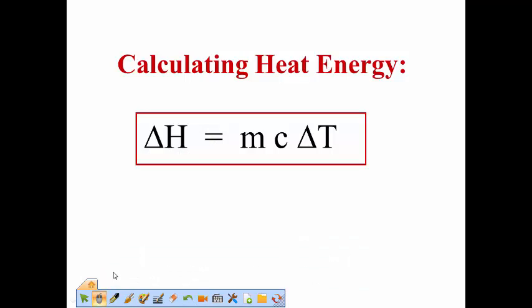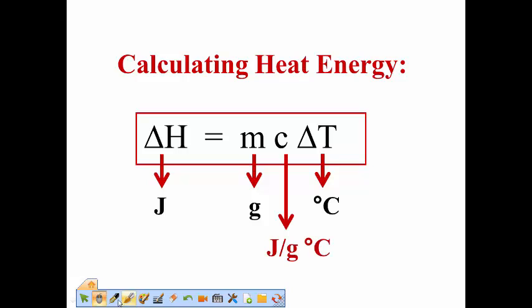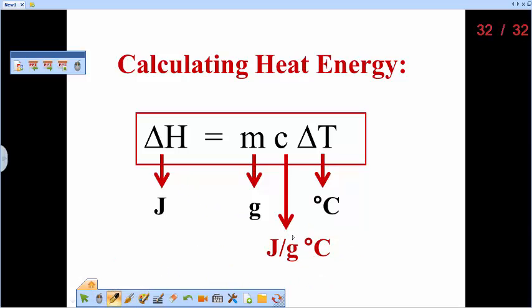So when you calculate heat energy, you've got a 4-variable equation, and you'll be given 3 of the variables. The unit for heat is joules. The unit for mass is usually grams. Temperature is degrees Celsius. And specific heat capacity is joules per gram degree Celsius. This is the amount of heat that 1 gram of this substance can absorb before its temperature changes by 1 degree Celsius.